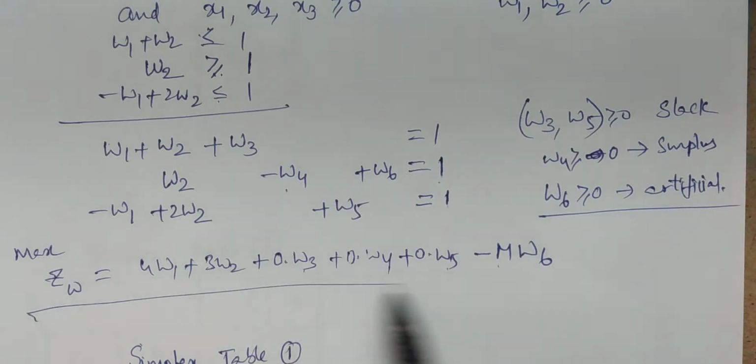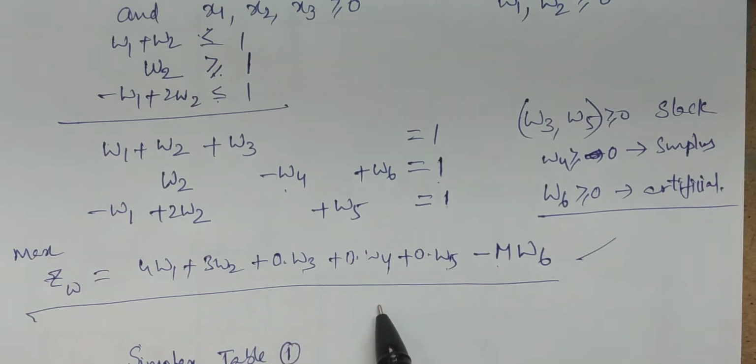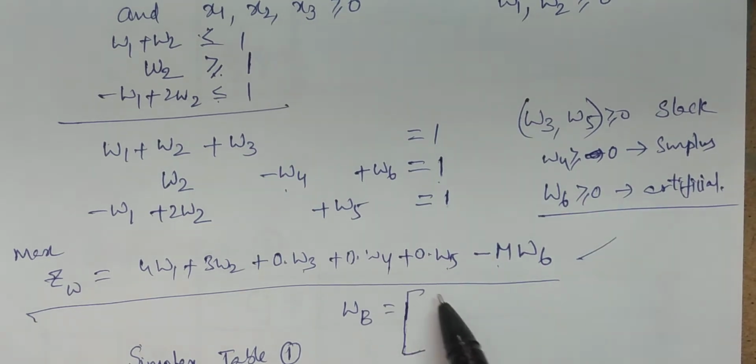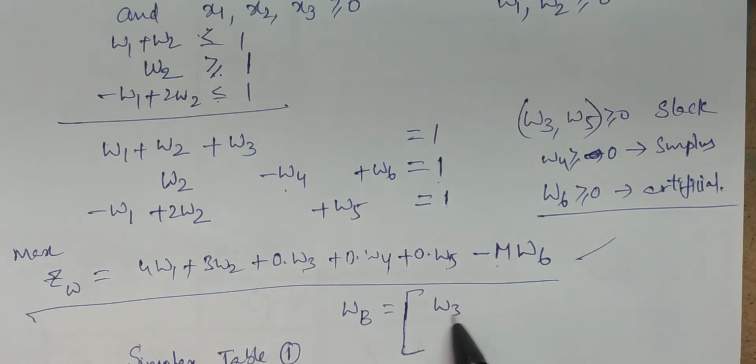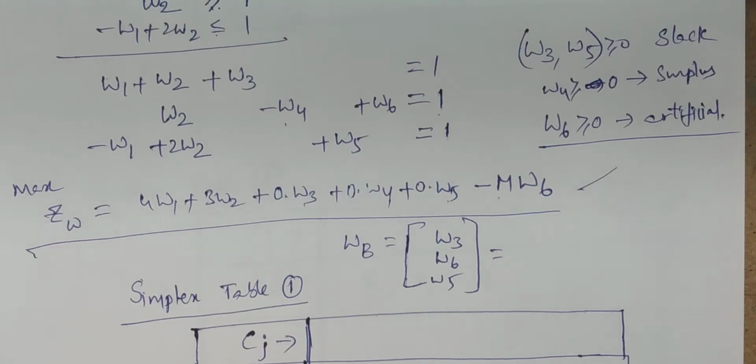With this I stop here, and we have to write one more thing, that is the initial basic feasible solution. What is the initial basic feasible solution? Omega B is equal to, in the initial basic feasible solution we have 3 constraints, therefore 3 variables: omega 3, omega 6, and omega 5. Remember, it is not in order, it need not be in order. That is very, very important. Which vector is 1, 0, 0, that is corresponding to that.